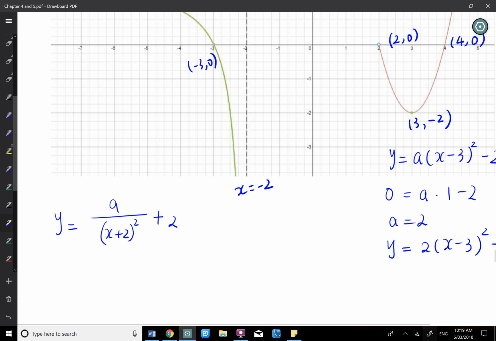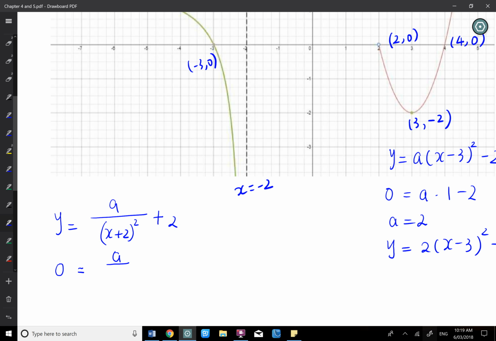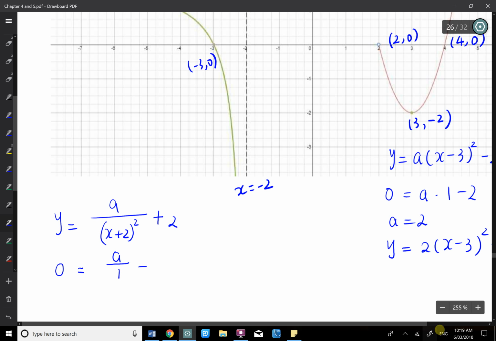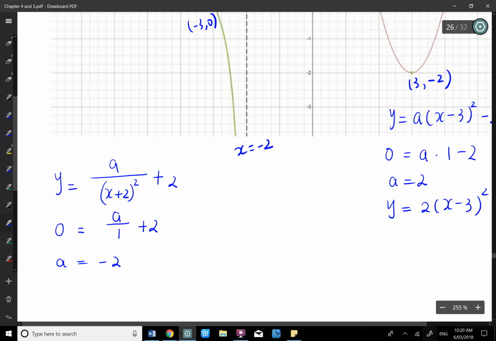Okay, and then I need to substitute the point -3, 0 into the equation. 0 equals a over, well, you put -3 in. That will be -3 plus 2, which is -1, squared, still 1, and then plus 2. So a equals -2. So y equals -2 over (x plus 2) squared plus 2.